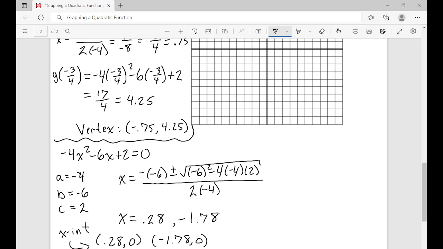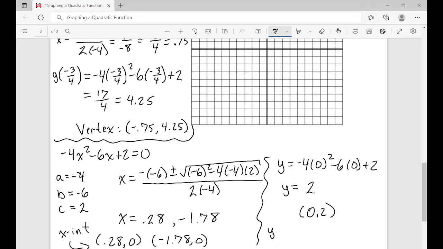And now we got to find the y-intercept. So we're just going to replace all the x's with 0. So we're going to get y equals negative 4 times 0 squared minus 6 times 0 plus 2. And that's going to give us y equals 2, the nice easy one, which is going to be 0, 2. So the y-intercept.